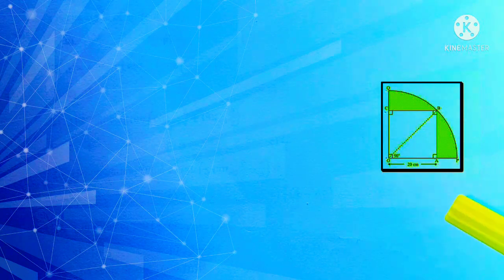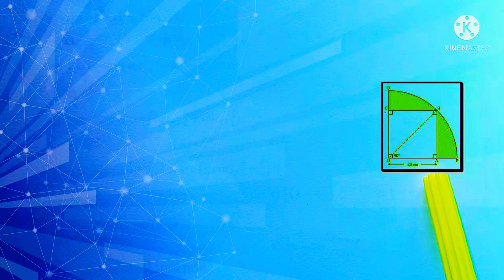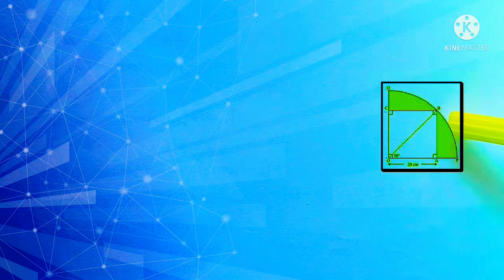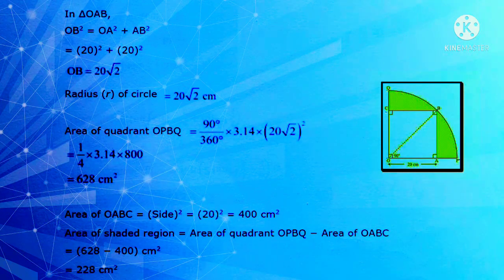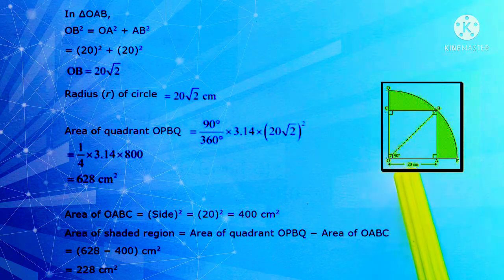Since it is a square, the AB length is also the same, isn't it? So here OA equal to 20 centimeter, that means AB is also 20 centimeter. If we know OA and AB, we can easily find out the length OB, isn't it? So first of all, as you see written here, in triangle OAB, this one is a triangle.